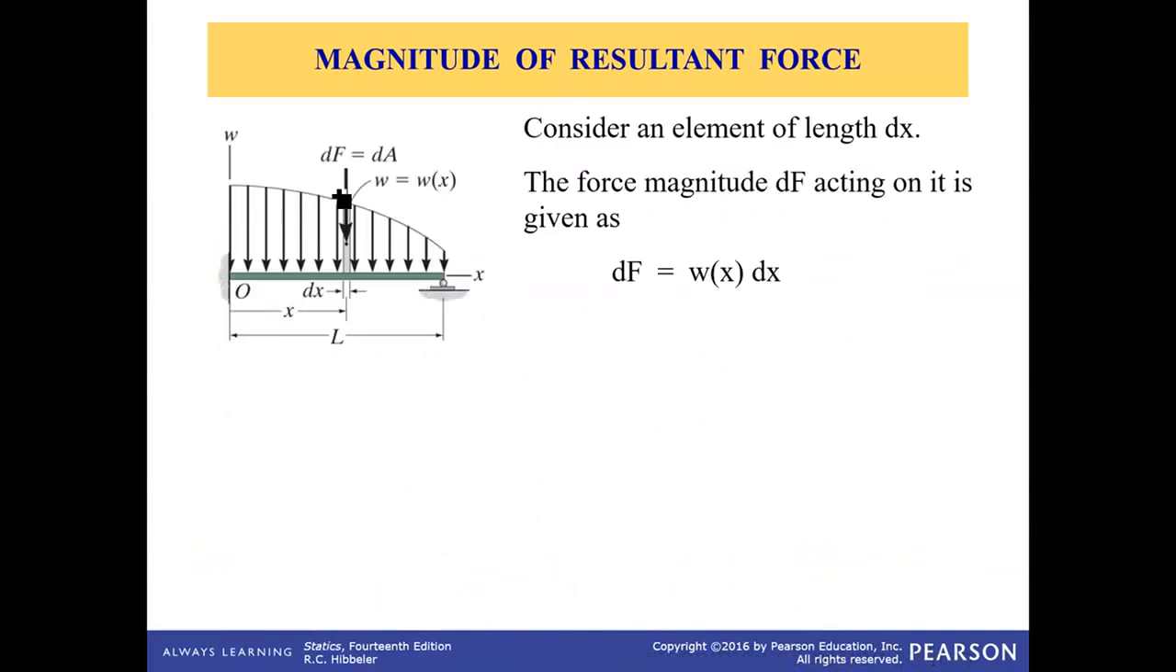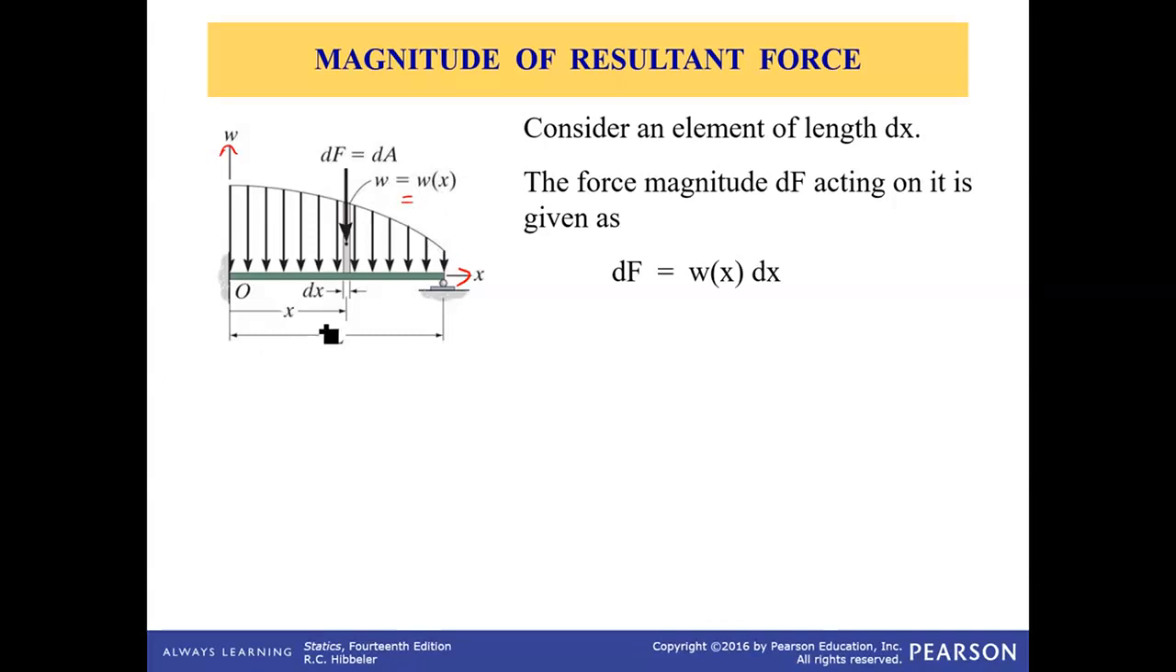Now let's take this example of how the load is being distributed, where the x-axis indicates the distance and w indicates the value of load. And the distribution is not uniform. It follows this mathematical function here, where w is a function of x.